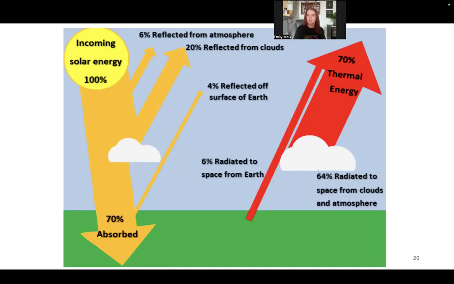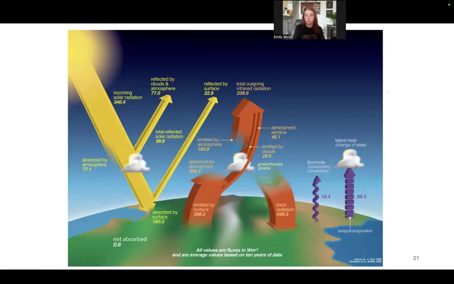And that's because clouds will work as an insulator, and sort of blanket the Earth as the heat is emitted from Earth's surface. It sort of holds that heat between the clouds and Earth's surface, which is why sometimes on cloudy days it feels warmer. So I like this depiction.